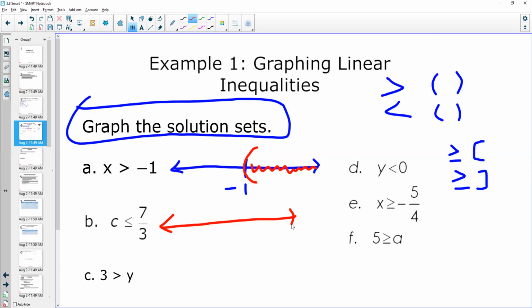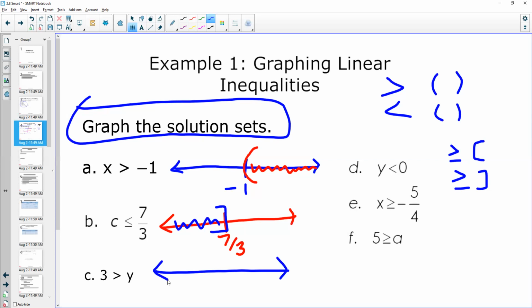This one says c is less than or equal to 7/3. So when I say that, 7/3 is the number I'm going to put on my number line. c less than or equal to 7/3 tells me hard bracket. And when I think about where the numbers less than or equal to 7/3 are, they're on the left. So hard bracket to the left. You can start to pause the video and try some of these on your own.